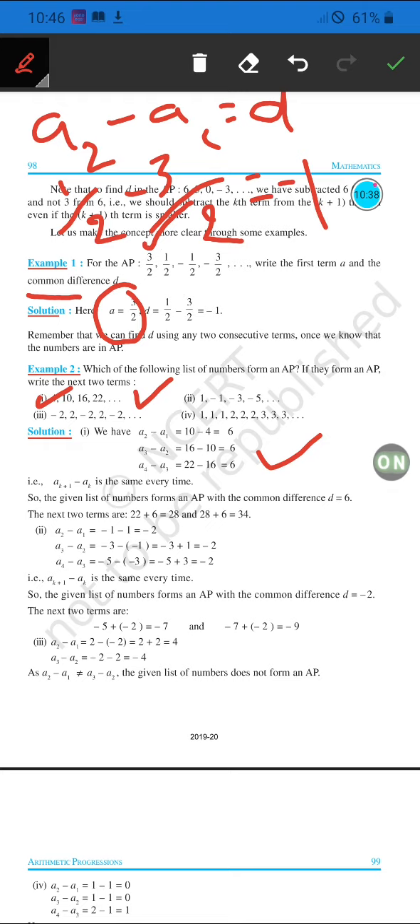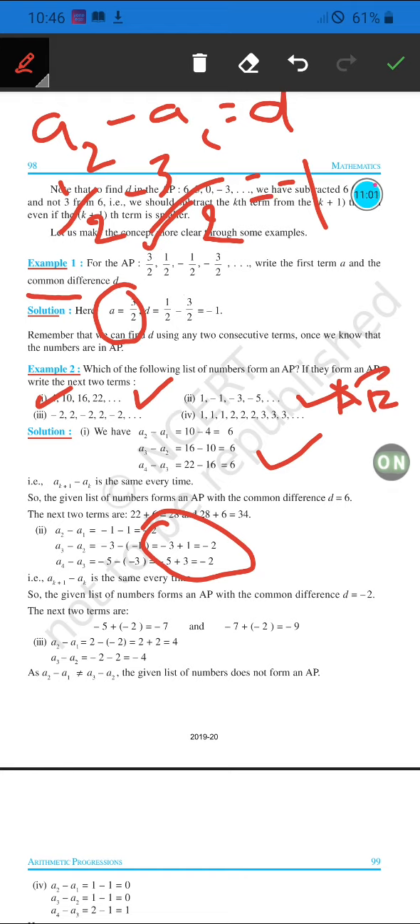Second example: 1, minus 1. What is the difference between 1 and minus 1? That is 2. Minus 1 to minus 3 is also 2. Minus 3 to minus 5 is also 2. So the common difference is always minus 2. That is also an AP. The second example is an AP.